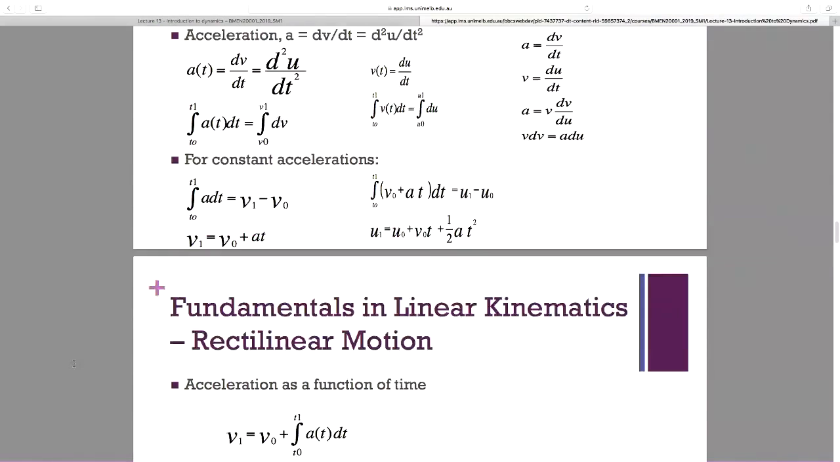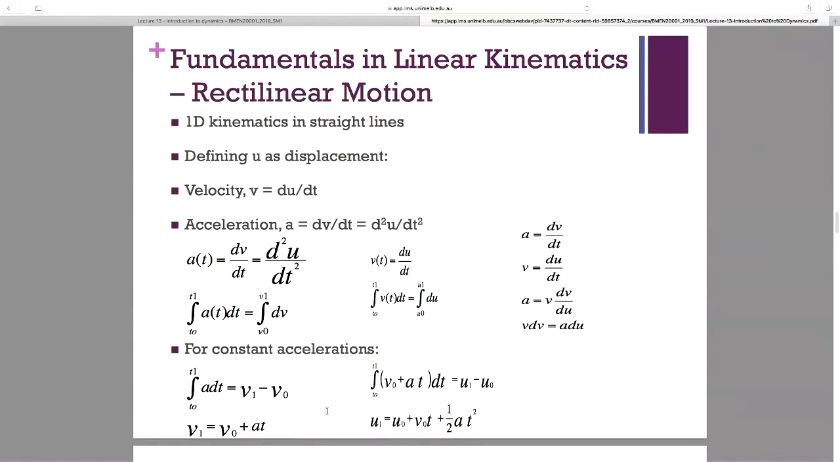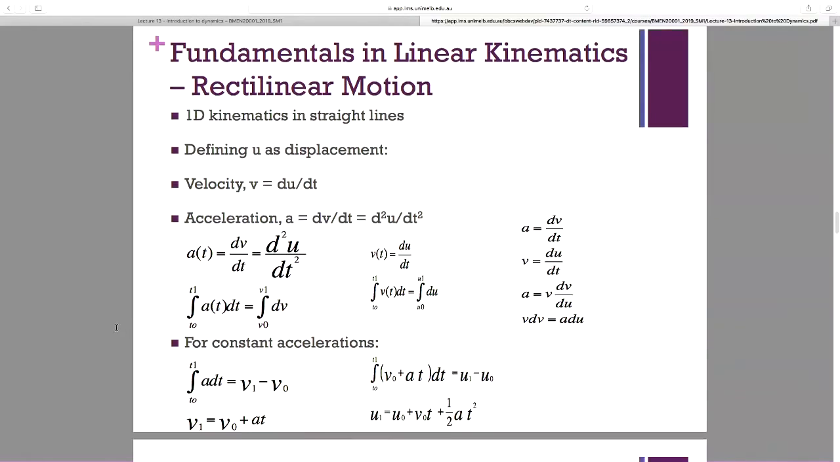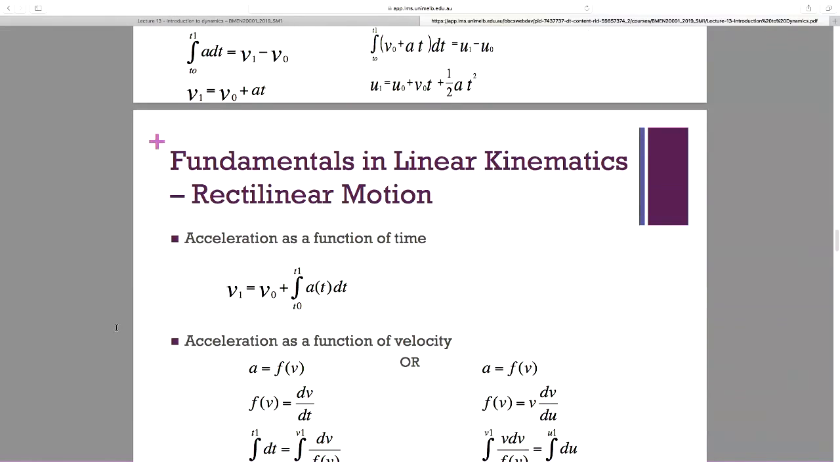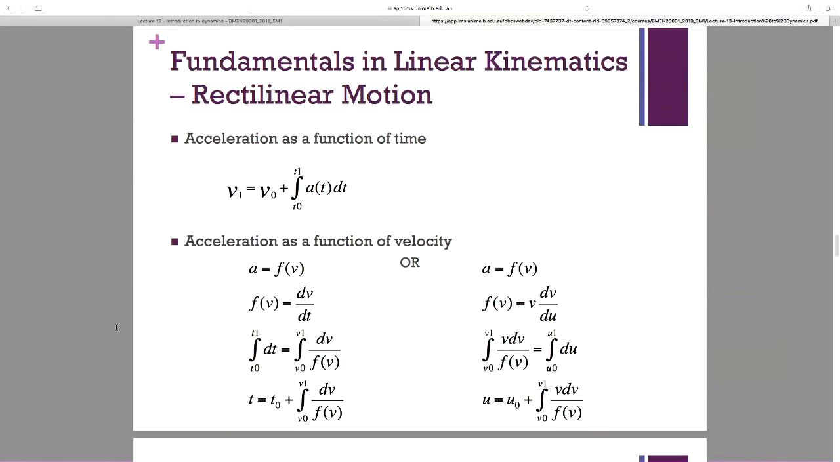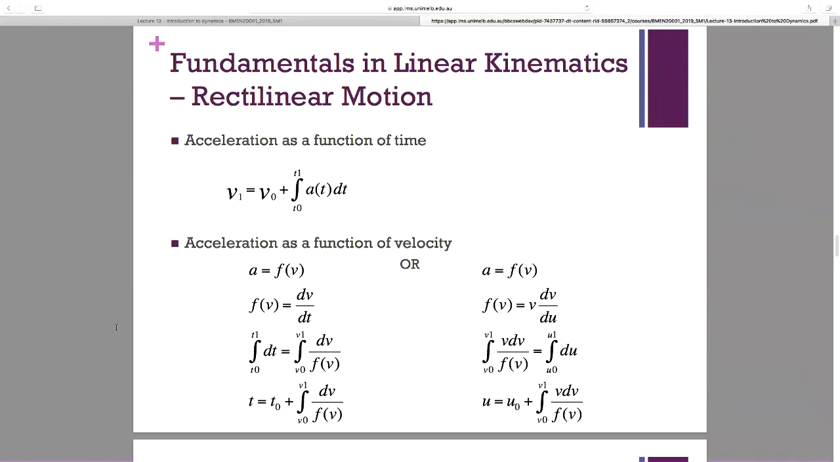I just want to make a note here, by the way, that these formulae I expect you to remember. Okay, these bottom formulae. All these kinematics relationships are fundamental, and we expect you to remember them, or know them by heart at least, if you don't know already.